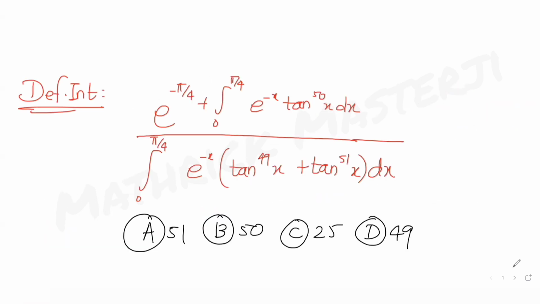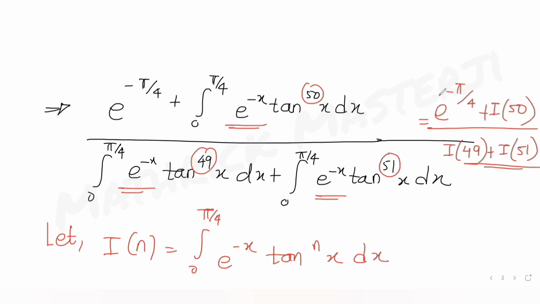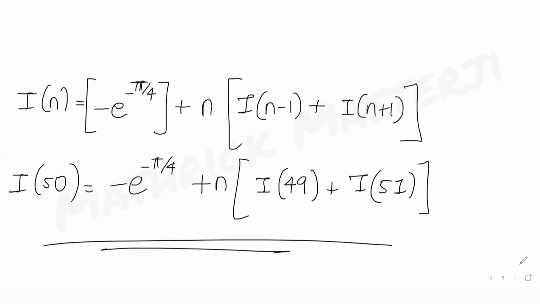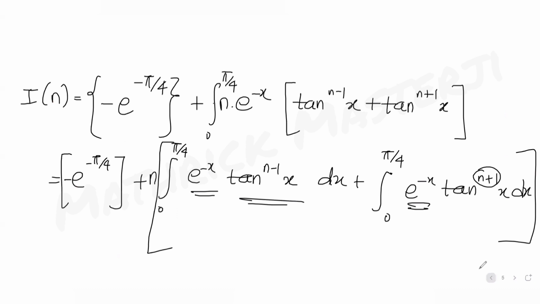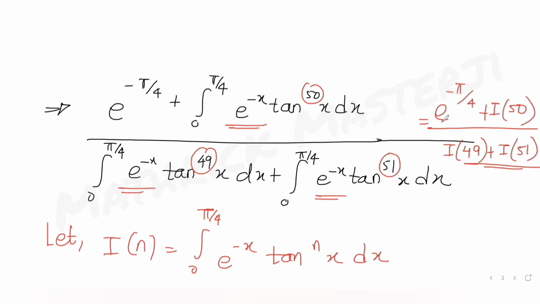And if I see the answer, I have the question as this. So if I put my question, which was e raised to minus pi by 4 plus I of 50, the denominator it is I of 51 plus I of 49. So you have this entire thing as your expression.